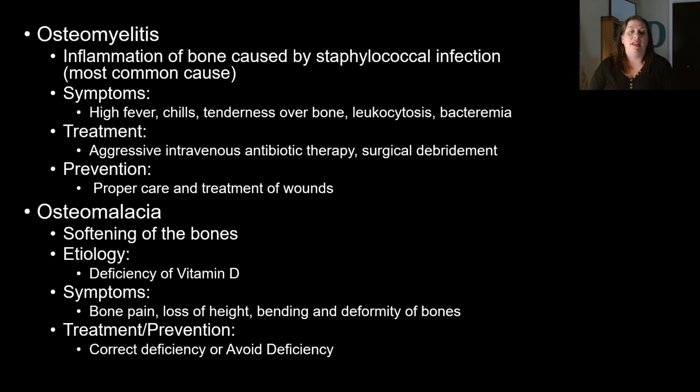Now, symptoms are going to be things like bone pain, loss of height, because the bones have softened and they start to bend, and bending and deformity of the bone itself. Now, the main treatment here is to try to correct the deficiency. If we can correct it or avoid the deficiency altogether, a vitamin D or calcium deficiency, especially when the child is growing, that's going to be super beneficial. It's going to help potentially keep rickets away and help prevent this particular issue.